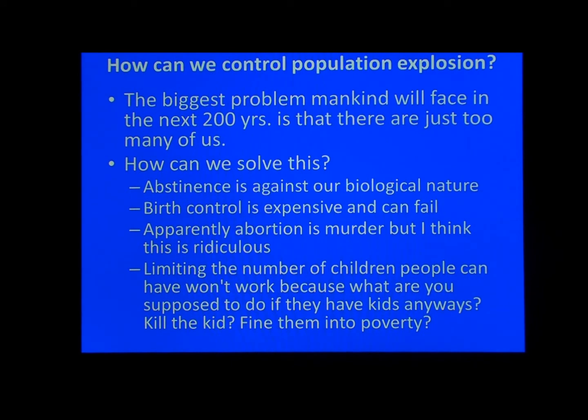The biggest problem mankind will face in the next 200 years is that there are just too many of us. How can we solve this? Abstinence is against our biological nature. Birth control is expensive and can fail. Apparently, abortion is murder, but I think this is ridiculous. Limiting the number of children people can have won't work, because what are you supposed to do if they have kids anyway? Kill the kid? Fine them into poverty? No.